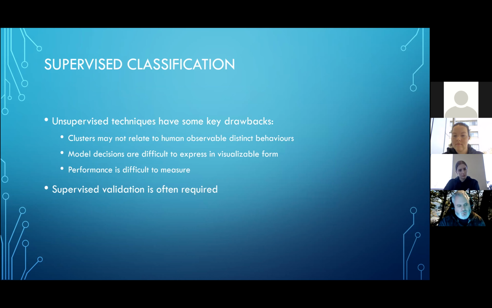So these clusters you get may not be relatable to human observable distinct behaviors. What I mean by that is, if you looked at frames of video that were divided into two clusters automatically, you might not see as a human observer why these are two separate clusters, or what all the behavior in this cluster is. What behavior is that? What name would I give to it? So it's often very difficult to visualize this, and that makes it difficult to measure performance. And so some supervised validation is often required.